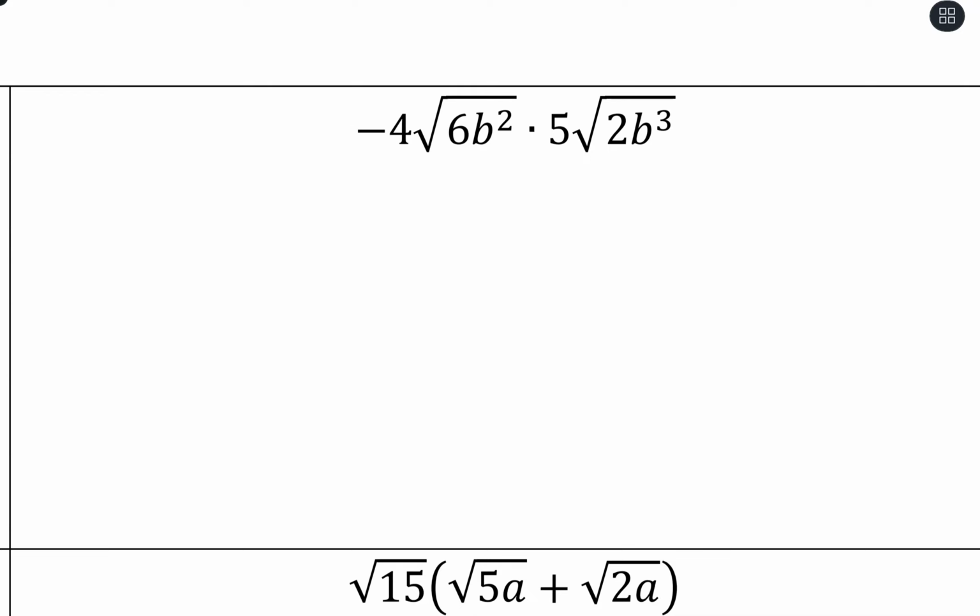Okay, with this one, where I'm going to go ahead and get started is multiplying the values outside the radicals. So we'll have a negative 20. And I'm going to go ahead and combine the values that are underneath the radicals. So we'll have 6 times 2, which is 12. b squared times b cubed, which with the exponent properties, we add the 2 and 3, so that's b to the 5th power.